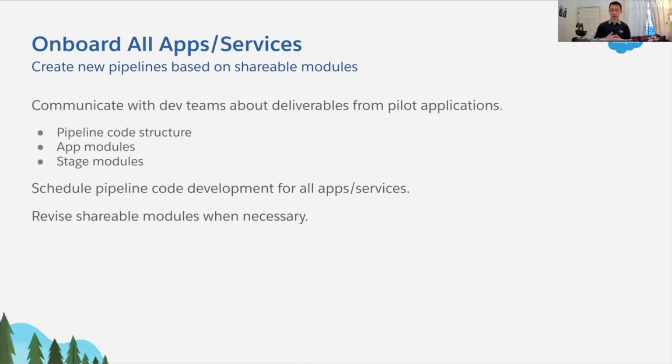This complexity may be due to dependencies between different pipelines, or we may need to deploy multiple jobs within the same pipeline. During this experience, we can improve the shareable modules, and the result is the improved shareable modules help us to onboard more services and applications.